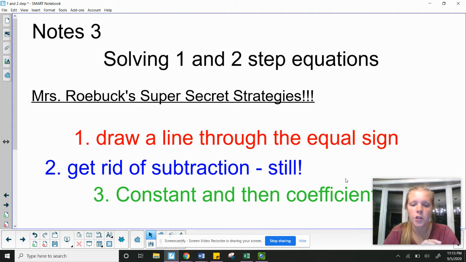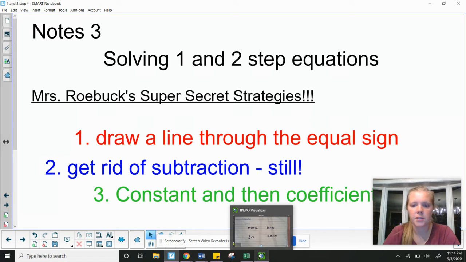And then my third super secret strategy is to get rid of the constant first. Remember, that's the number alone, and then to get rid of the coefficient. And then you can get your variable by itself. The whole point of solving equations is to get the variable on one side and move all the numbers to the other side. And in order to move the numbers, we're going to do the opposite of what the problem says. So if it says add 6, we're going to take away 6. Our goal is to make constants become a 0 and the coefficient to be a 1. Constants to be a 0, coefficients to be a 1.